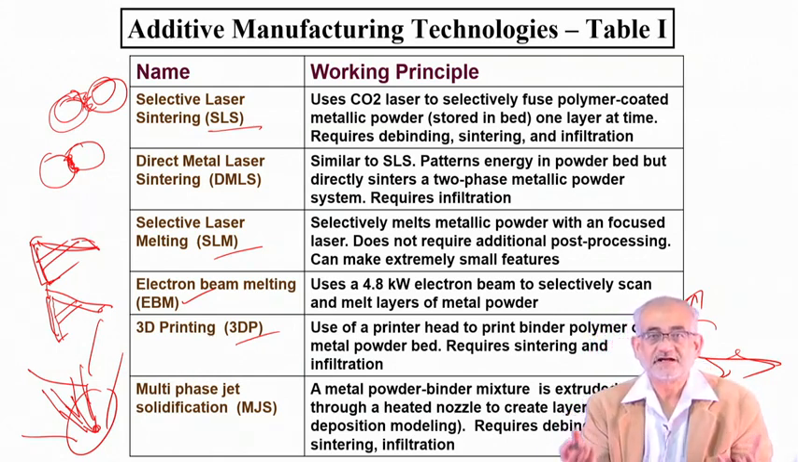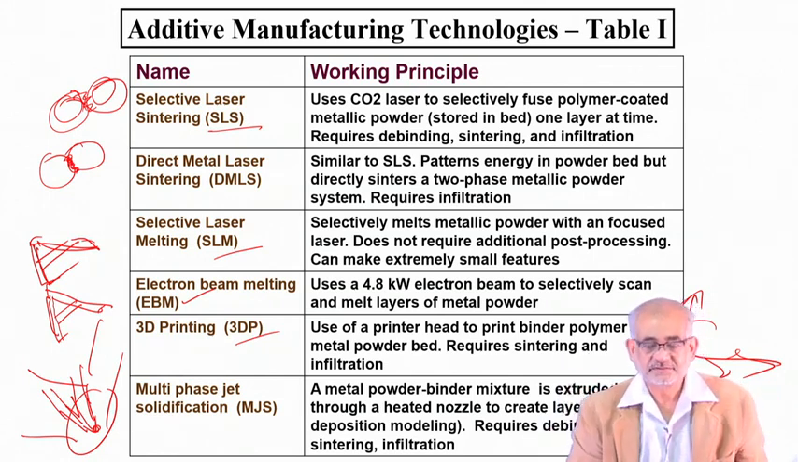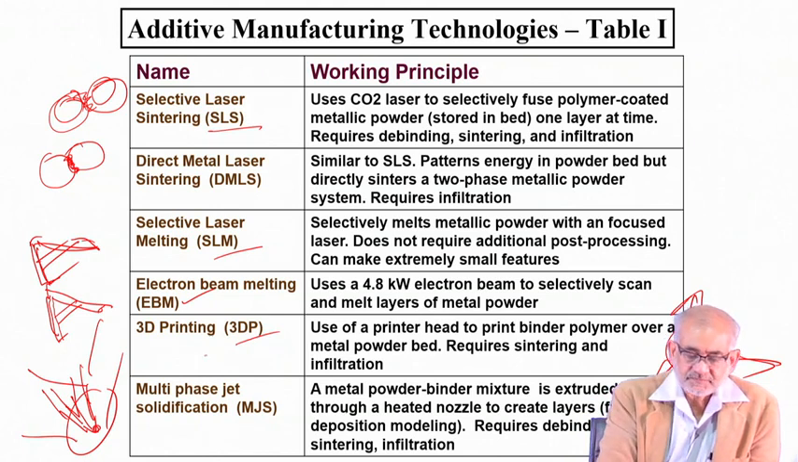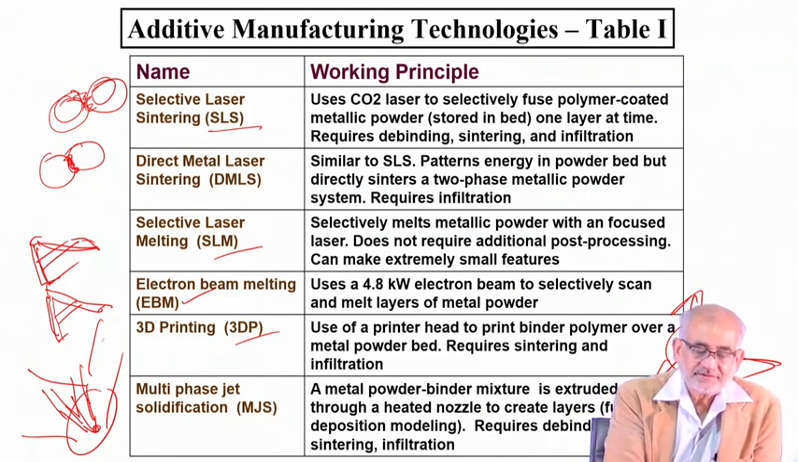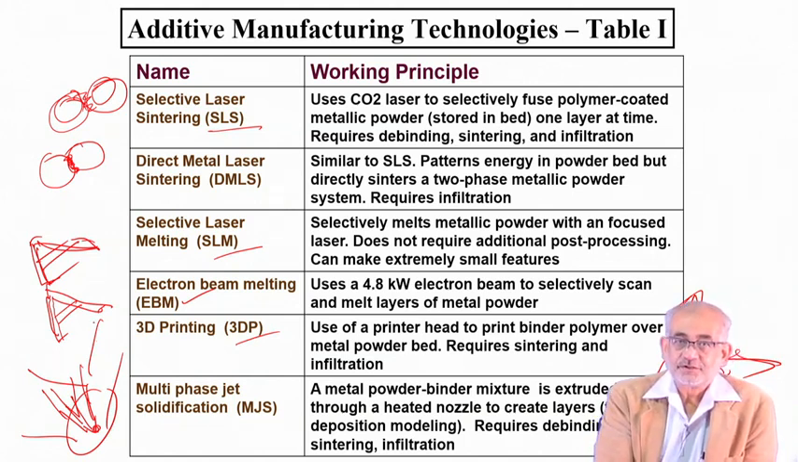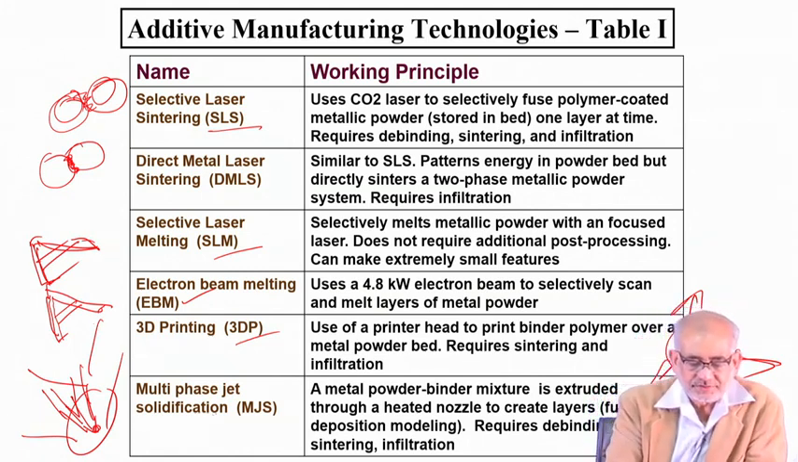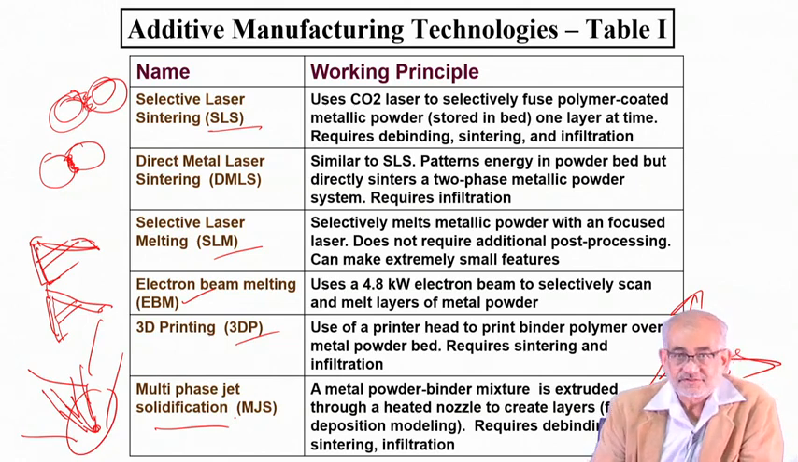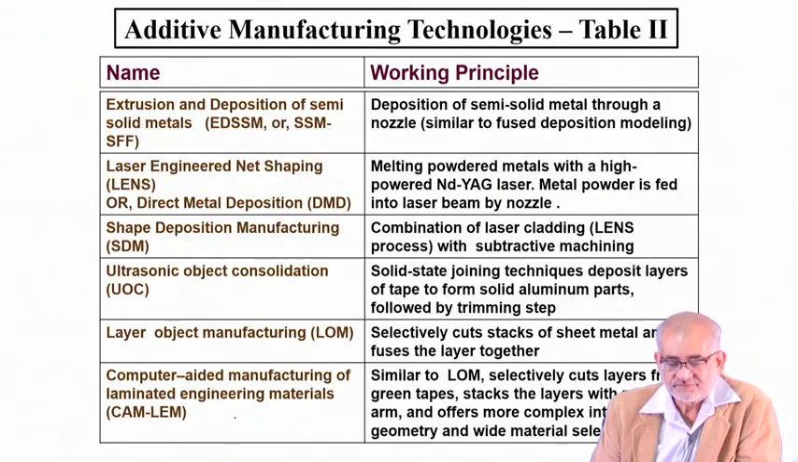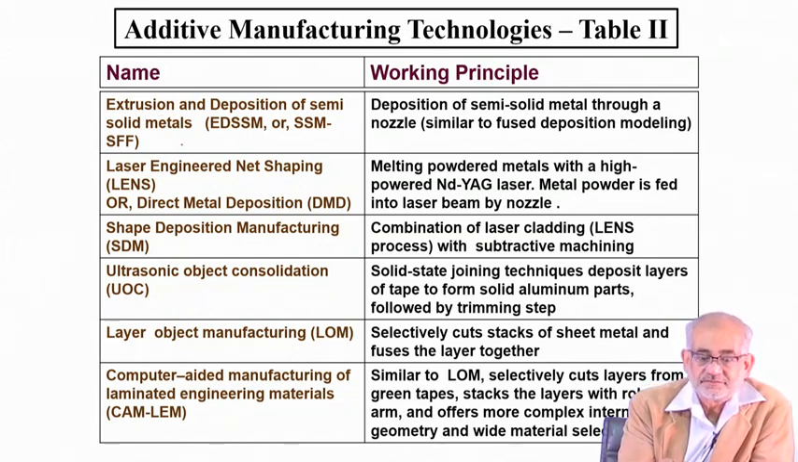It's almost like an artisan moving his hand with clay and making a three-dimensional shape. So instead of printing the letter A on a two-dimensional sheet, you can go layer by layer and print an A which is not only two-dimensional but three-dimensional. That's 3D printing. You can also use multi-phase jet solidification. You can have multiple jets falling onto the surface. You can do extrusion and deposition of semi-solid metals and then create a final shape.